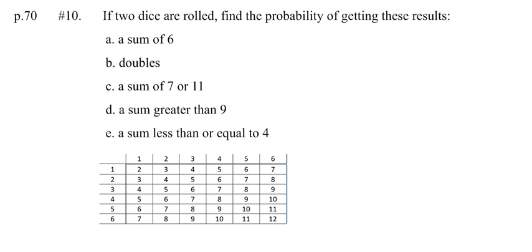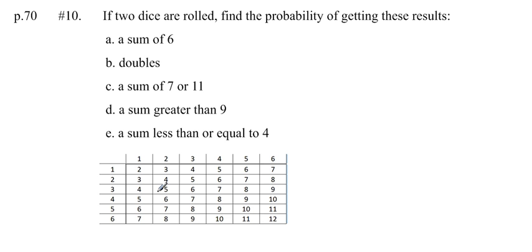Page 70, problem number 10. If two dice are rolled, find the probability of getting these results. Now, I think we can all agree that rolling one die and finding the probability of getting any results is a relatively easy problem, finding some result out of 6. When you roll two dice, it becomes a little more complex.